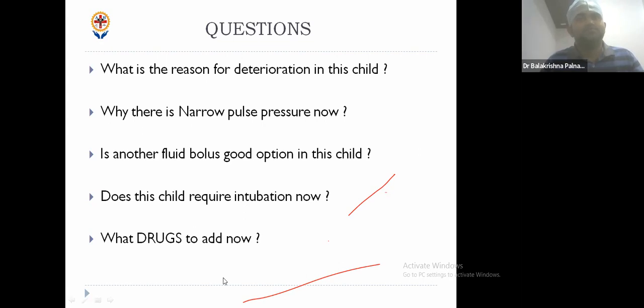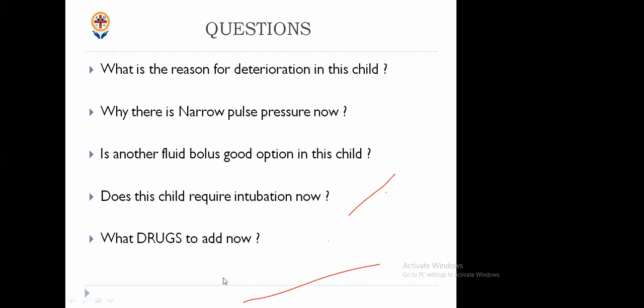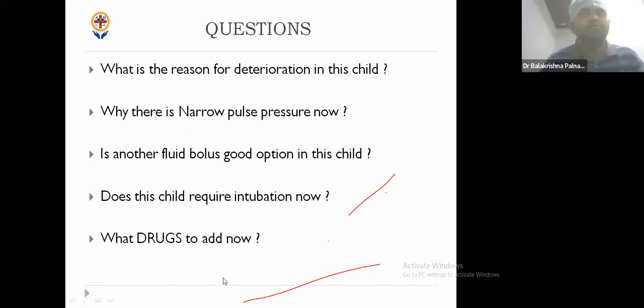Why? We can simply have these terms, right? BP is not normal as per the age. Less than 5th percentile, it is uncompensated shock. Sorry? Low diastolic pressure is associated with poor coronary perfusion. Okay, sir. Okay. So what is meant by narrow pulse pressure?